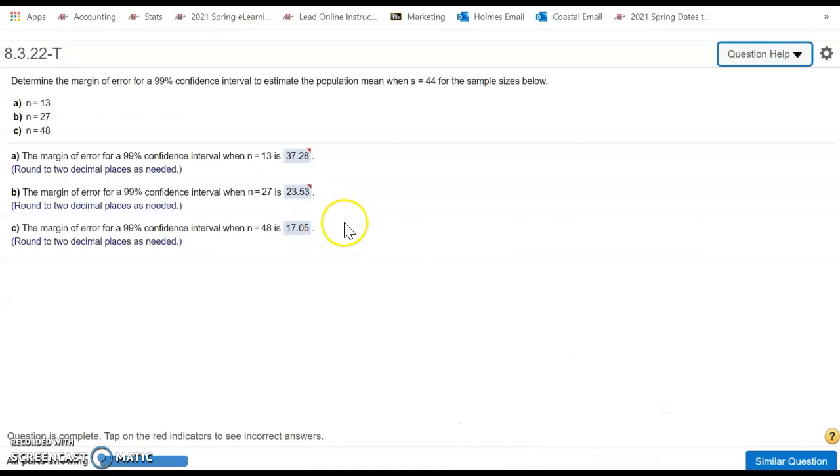So that is what they're wanting you to do on this problem, is to use technology. Let me know if you have any questions.